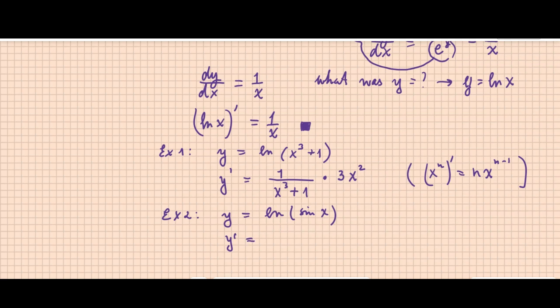Derivative of ln is 1 over the argument of ln. The argument of ln is the whole sine of x, so we're going to write down sine of x here in the denominator. Now we'll need to differentiate the inner function, and the derivative of sine, as you probably remember, is a cosine.